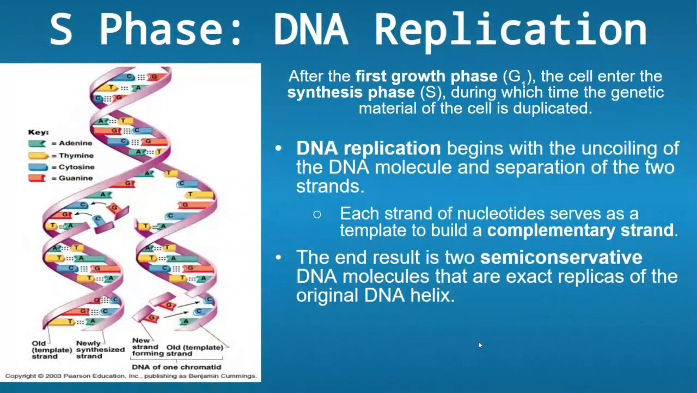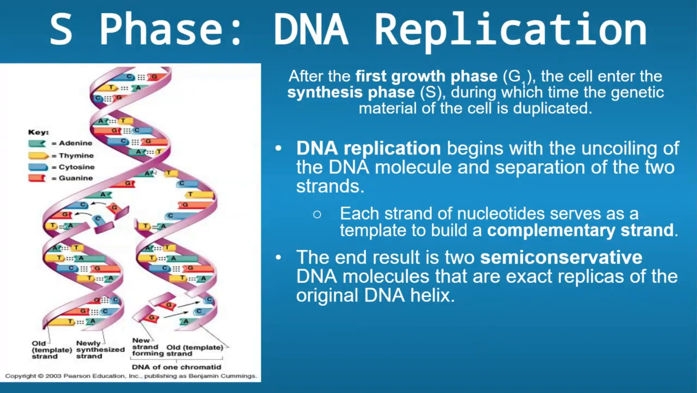Now, let's go back to the cell cycle. We talked about growth 1 and growth 2 phase. Let's talk about S phase. S phase, or DNA replication, is going to happen. We're going to go from having 2 copies of the DNA to having 4 copies of the DNA. We're going to double all the DNA that's inside of our cell.